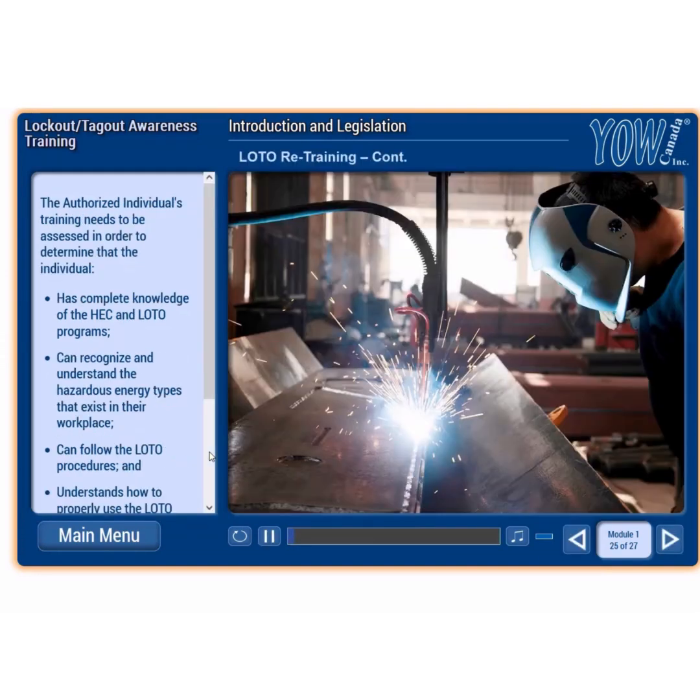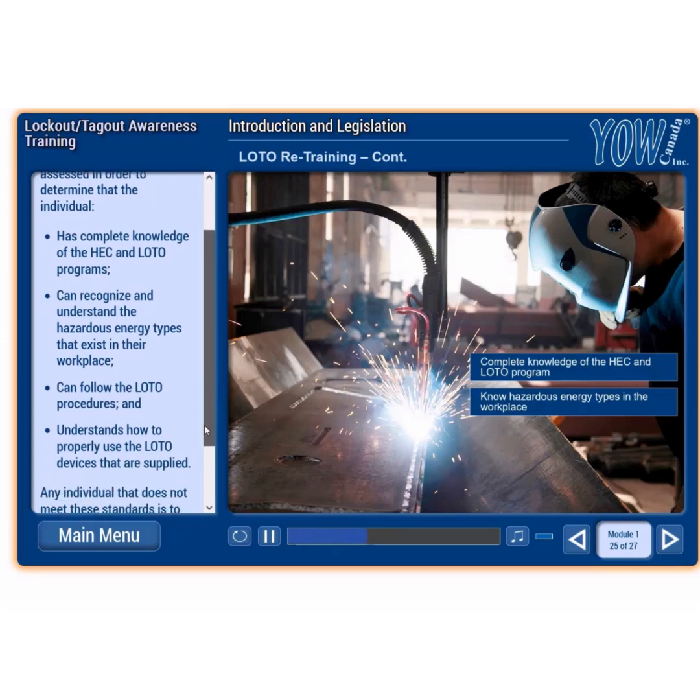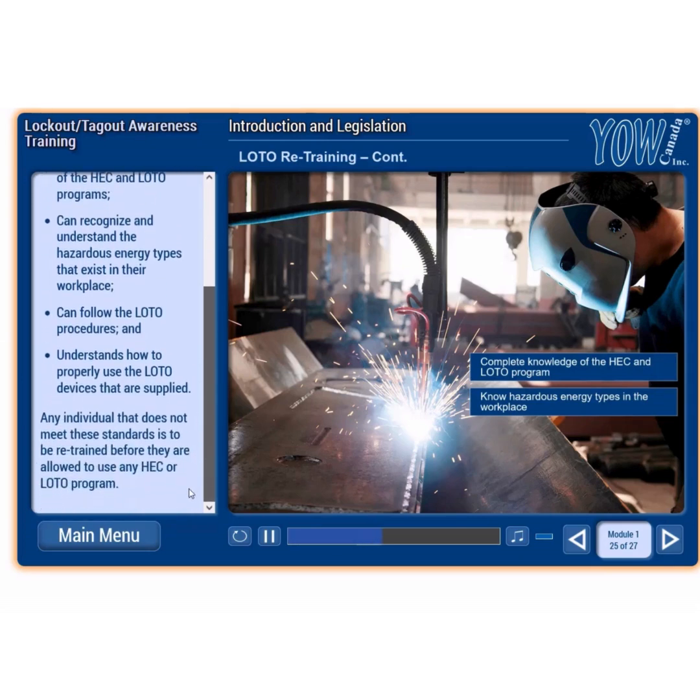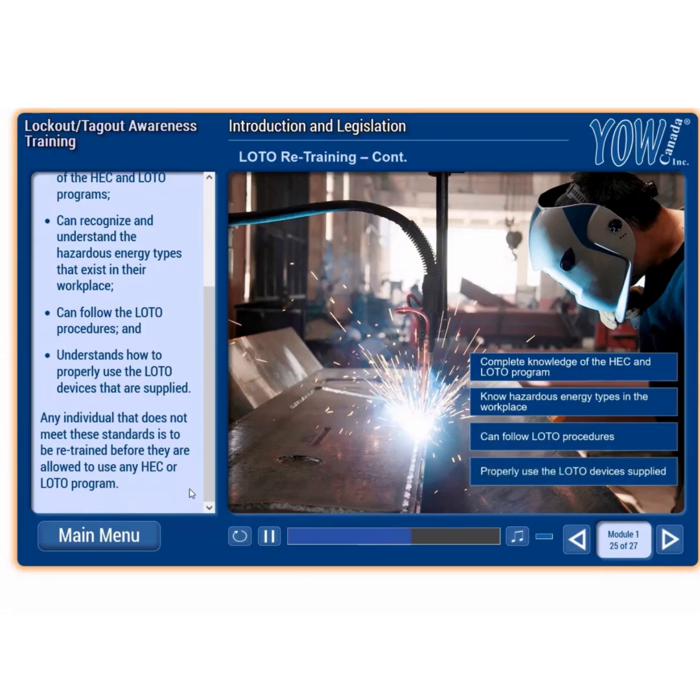The authorized individual's training needs to be assessed in order to determine that the individual has complete knowledge of the HEC and LOTO programs, can recognize and understand the hazardous energy types that exist in their workplace, can follow the LOTO procedures, and understands how to properly use the LOTO devices that are supplied. Any individual that does not meet these standards is to be retrained before they are allowed to use any HEC or LOTO program.